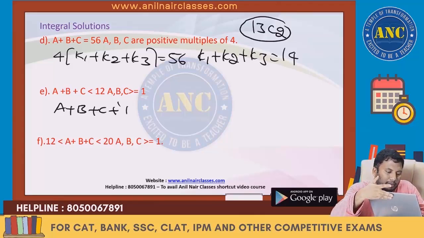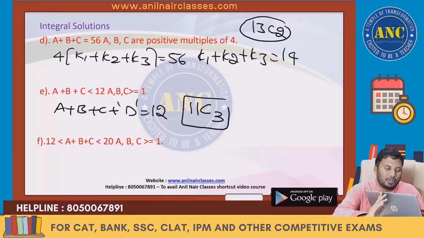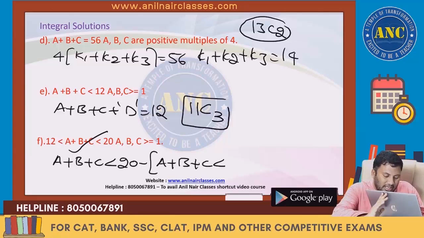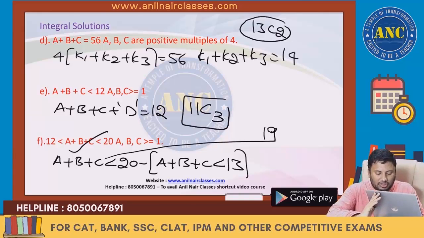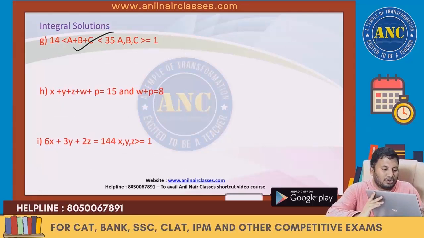a plus b plus c less than 12. Add a dummy variable d, so a plus b plus c plus d equals 12. This model also we discussed, 11C3. This model also we discussed, 12 less than a plus b plus c less than 20. What is that? a plus b plus c less than 20 minus a plus b plus c less than 13. I hope it is clear. So plus d, which is nothing but 19C3 minus 12C3. This model also we covered in the class. Please revise it.